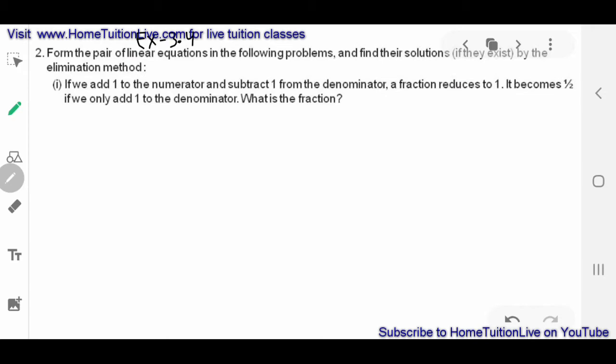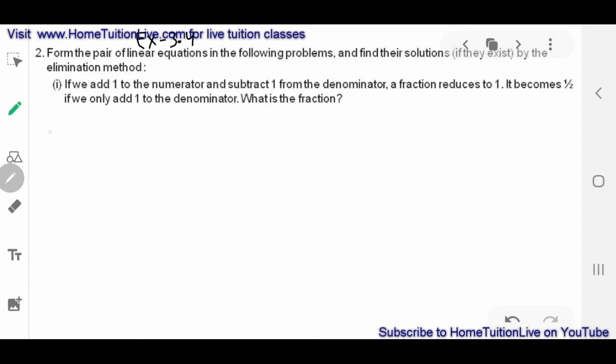In front of us, we have question number 2 of exercise 3.4. Form the pair of linear equations in the following problems and find their solutions if they exist by the elimination method. The first part is, if we add 1 to the numerator and subtract 1 from the denominator, a fraction reduces to 1.